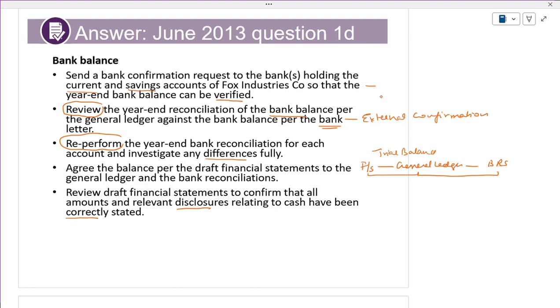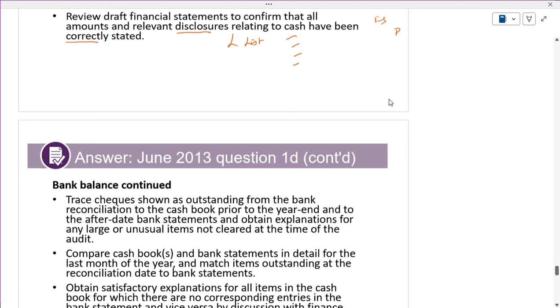Again, you have to see what we'll do. We'll review what is given in the financial statements. What we are going to confirm is that what we have presented is what has been disclosed related to cash. Every cash, petty cash, cash balances, bank balances, we will prepare a list. As per the list, we will review whether everything has been taken into consideration or not.